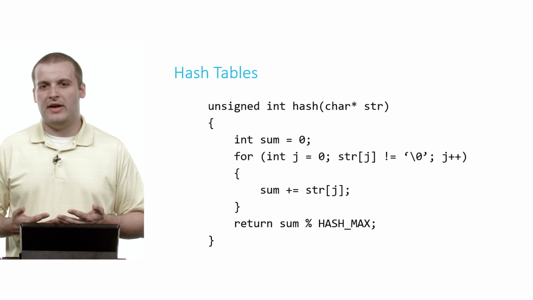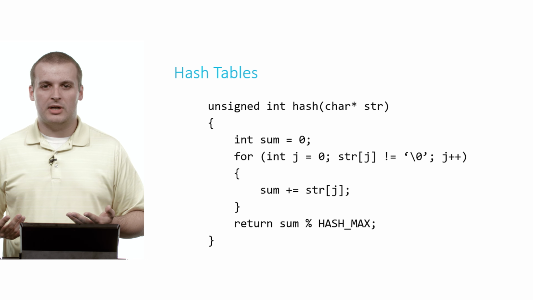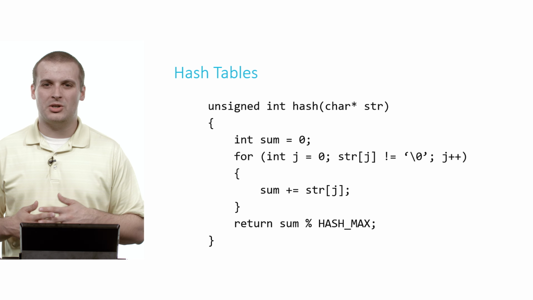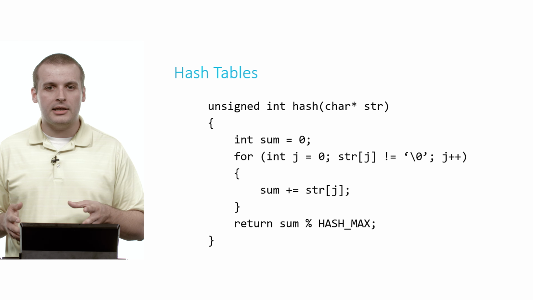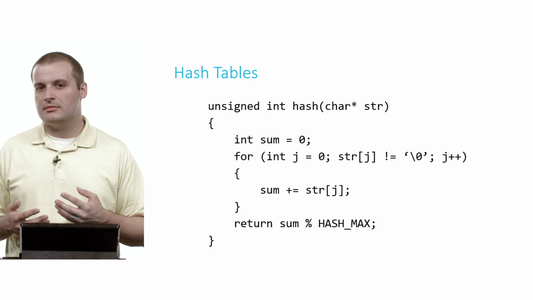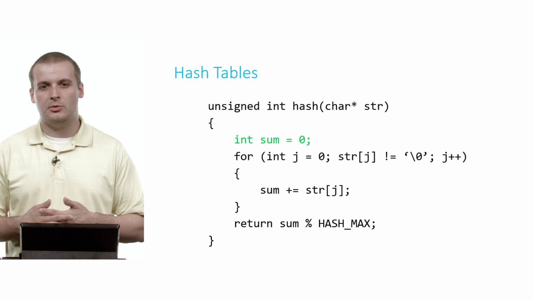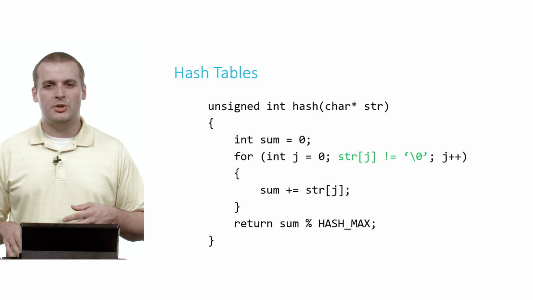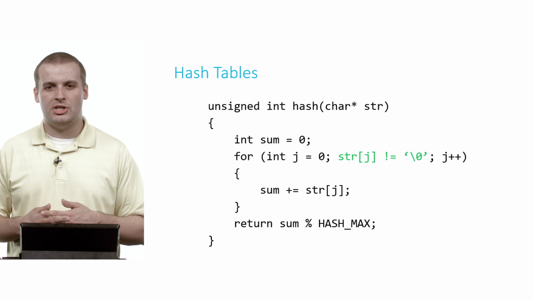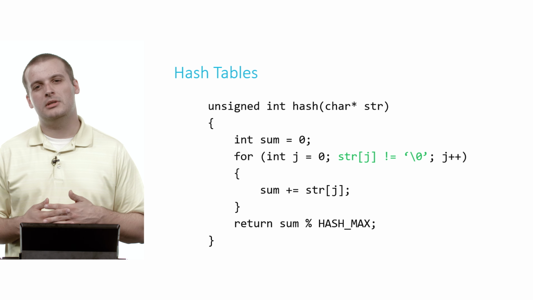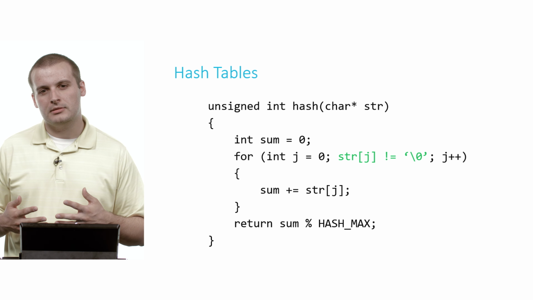Here's an example of a hash function. I wrote this one up earlier. It's not a particularly good hash function for reasons that don't really bear going into right now. But do you see what's going on here? It seems like we're declaring a variable called sum and setting it equal to 0. And then apparently I'm doing something so long as str[j] is not equal to \0. Well, what am I doing there?